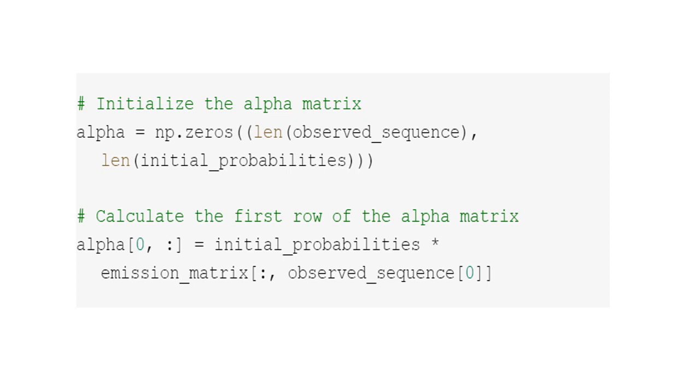Now we will be seeing about the forward algorithm initialization. In the start, we will be initializing the alpha matrix to store the forward probabilities. Next, we'll be calculating the first row of the alpha matrix. We'll be setting the initial step of the alpha matrix using the initial probabilities and emission probabilities for the first observation.